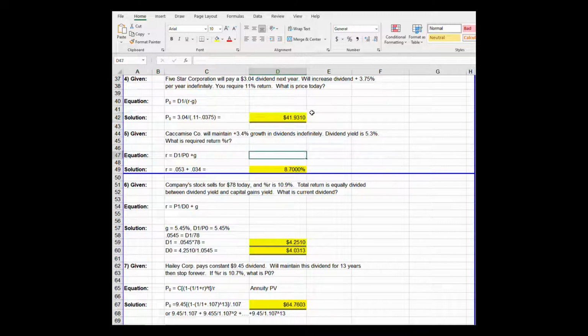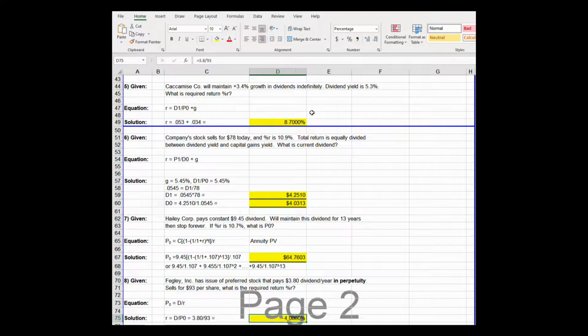Kakamisi Company will maintain a 3.4% growth rate of dividends indefinitely. That's your G. Dividend yield is 5.3%. So we want to know what the required return is. Required return is D1 over P0 plus G. So my D1 over P0 is 5.3%. I add that to my G of 3.4% and I get 8.7% for problem number 5.